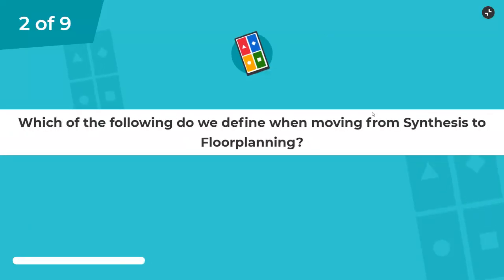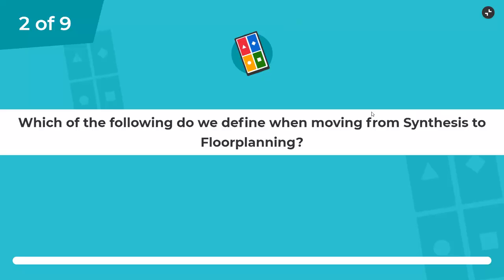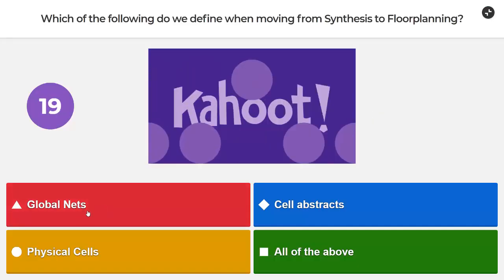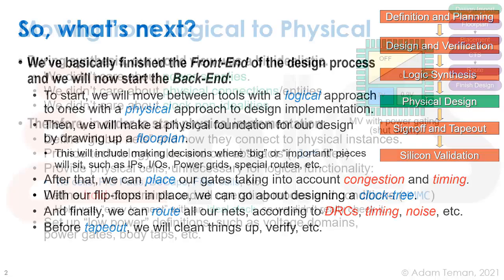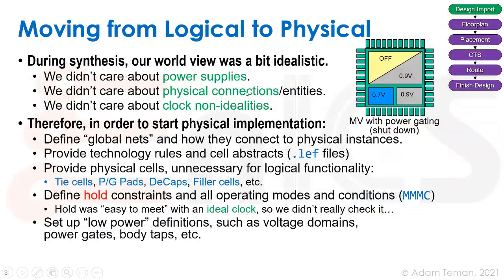Question 2. Which of the following do we define when moving from synthesis to floor planning? Global nets, cell abstracts, physical cells, or all of the above? Well, I guess we're going to choose all of the above. And again, let's go over to our slides and we'll see what we're talking about. So during synthesis, our worldview was a bit idealistic. We didn't have power supplies, we didn't care about physical connections, and we didn't care about clock idealities.